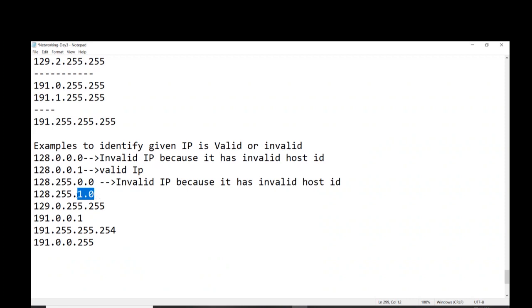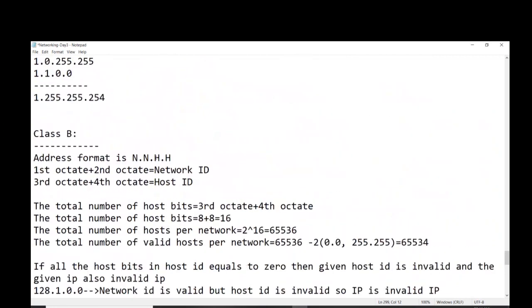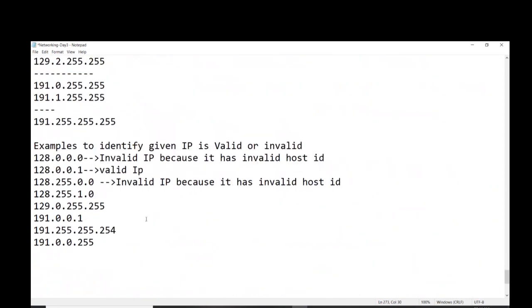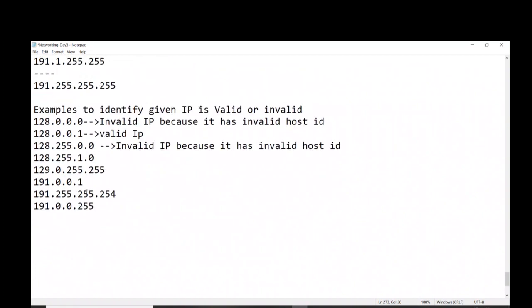You have to consider both octets, not only the last one. Host ID means 2 octets, the third and fourth octet together. You are considering them as the host ID, so you have to consider both. If all the host bits in the host ID are equal to 0, then it is invalid, sir.